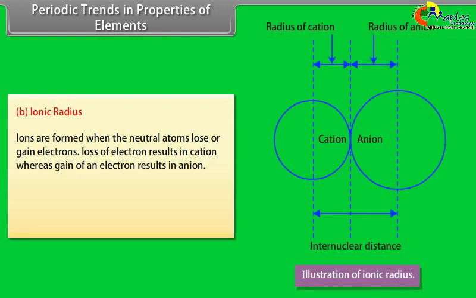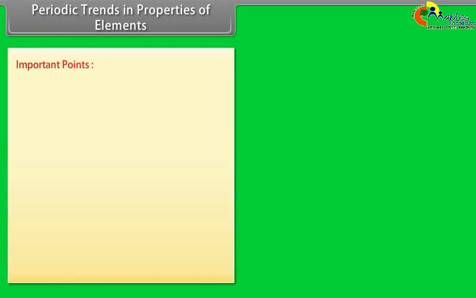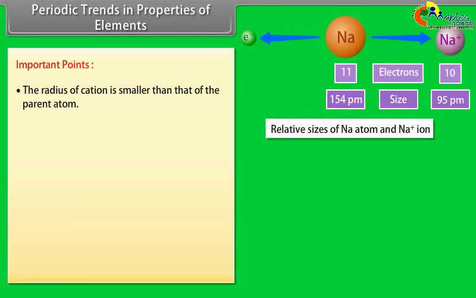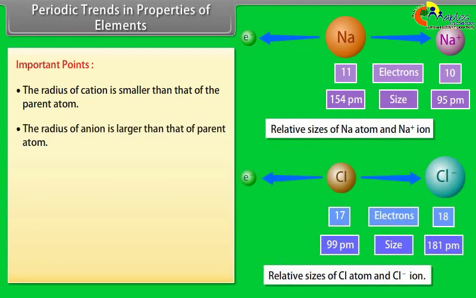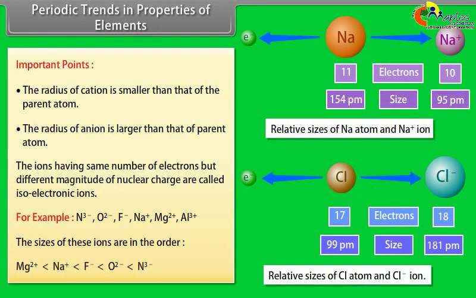Loss of electron results in cation, whereas gain of an electron results in anion. Ionic radius may be defined as the effective distance from the nucleus of the ion to the point up to which it has an influence in the ionic bond. Important points. The radius of cation is smaller than that of the parent atom. The radius of anion is larger than that of the parent atom. The ions having the same number of electrons but different magnitude of nuclear charge are called isoelectronic ions. For example, the size of these ions are in the order.